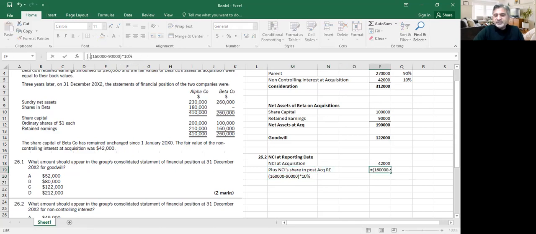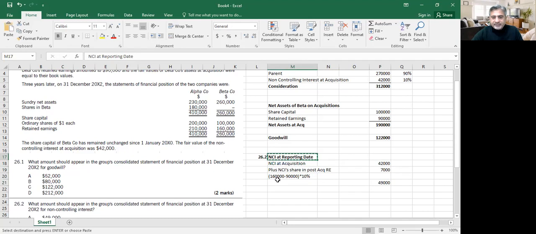So this is what you will get. And I'm sorry, Joseph, this is only 7,000. So you will get this amount, 49,000. This is what we call NCI at reporting date. More than that, I'm not going to give you anything. So this is your NCI at reporting date. Are we clear? Yeah. NCI at reporting date is equal to NCI at acquisition plus NCI's share in post-acquisition retained earning.